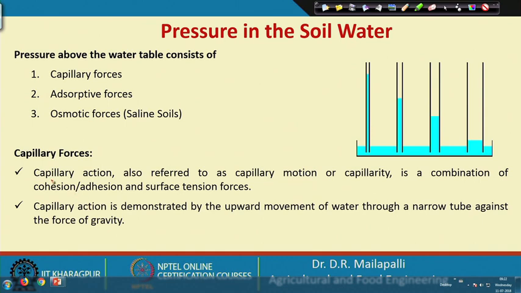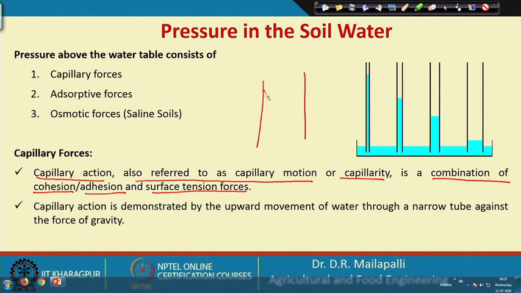This is also called capillary action, also referred to as capillary motion or capillarity. This is a combination of cohesion and adhesion of surface tension forces. It is basically happening due to surface tension. If you see water present in a glass tube, it has some bending, the curvature at this point. This is basically due to surface tension forces, but basically this is happening with cohesion or adhesion.